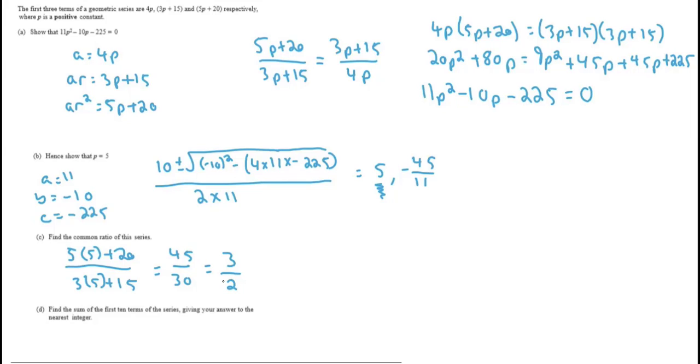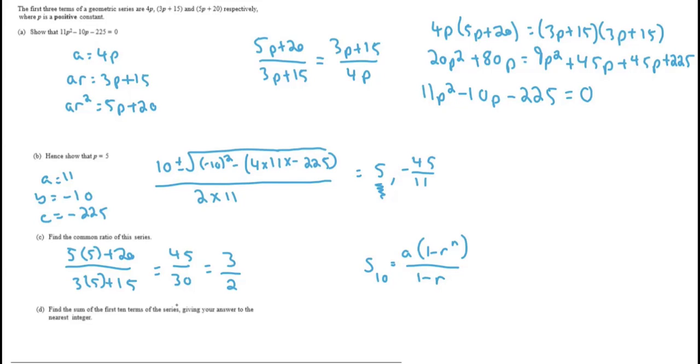Finally then, just to wrap this up, find the sum of the first 10 terms in the series, giving your answer to the nearest integer. Okay, we're to sum, so the sum of the first 10 is going to be, just from the formula from before, a times (1 minus r to the power of n) over 1 minus r. We know in this case already that our r is 3 over 2, and n will be 10.